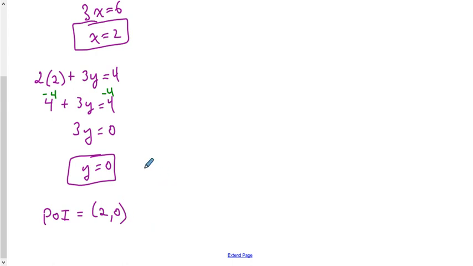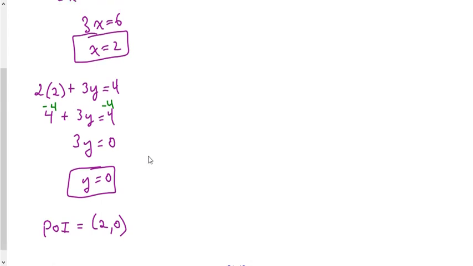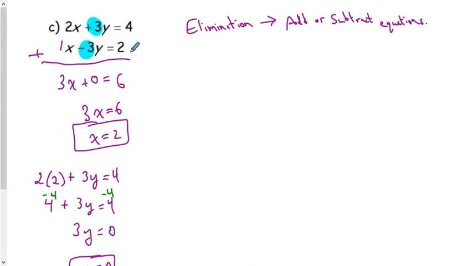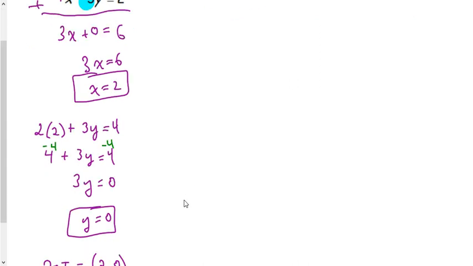Okay, so that was a pretty straightforward one. You're going to want to practice some of these on our review that are ones where you're going to have to multiply one of the equations in order to make those coefficients the same, or the same but an opposite sign, so you can add or subtract the equations and get rid of the y's or get rid of the x's.